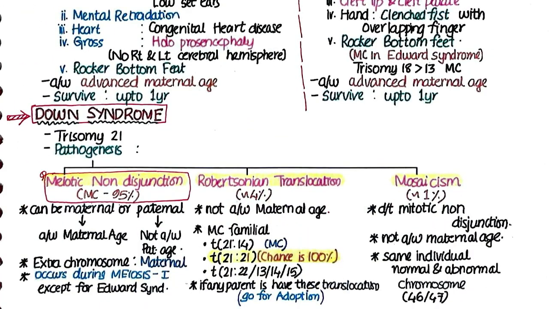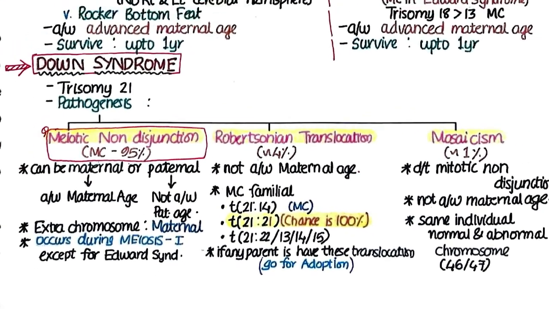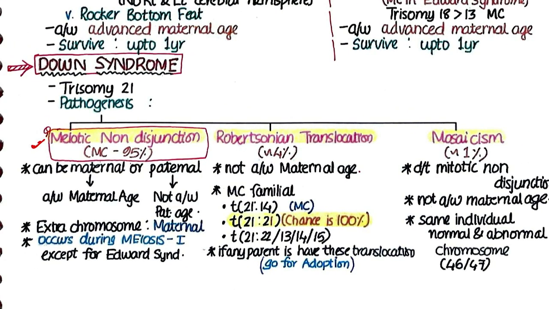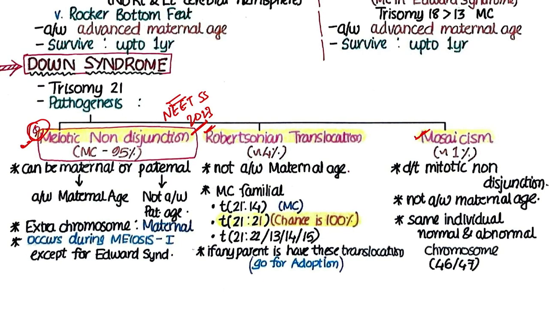Down syndrome is the most common cytogenetic abnormality which is detected at birth. It is trisomy 21, pathogenesis 3 mechanisms: meiotic non-disjunction, Robertsonian translocation, and mosaicism. Most common method of inheritance is meiotic non-disjunction, which is a very important question which was asked in NEET SS 2023. Okay, so that is why it is very important to remember the methods of mutations or methods of chromosomal abnormalities.